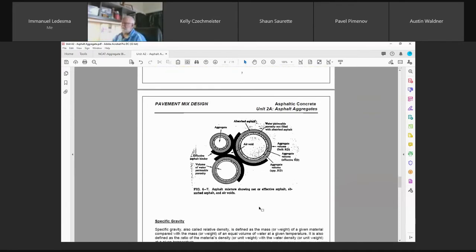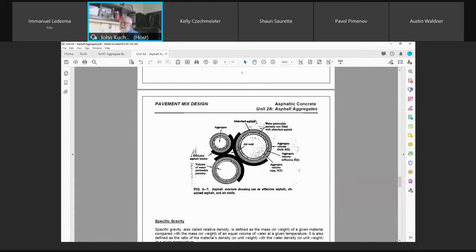A little schematic here. If you look at what's occurring in an asphalt hot mix sample, you can see we have net or effective asphalt. Net is the total. Sorry, net is the effective. You've got total, you lose some to absorption, and you've got net or the effective. You've got absorbed asphalt and you've got air voids. And here you can see it. You've got an aggregate.